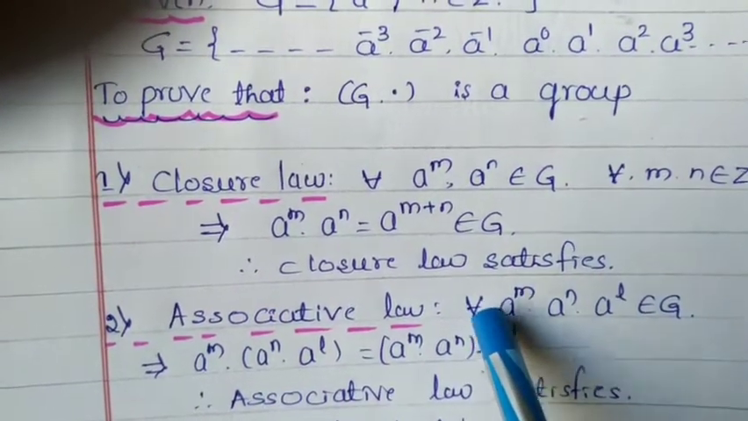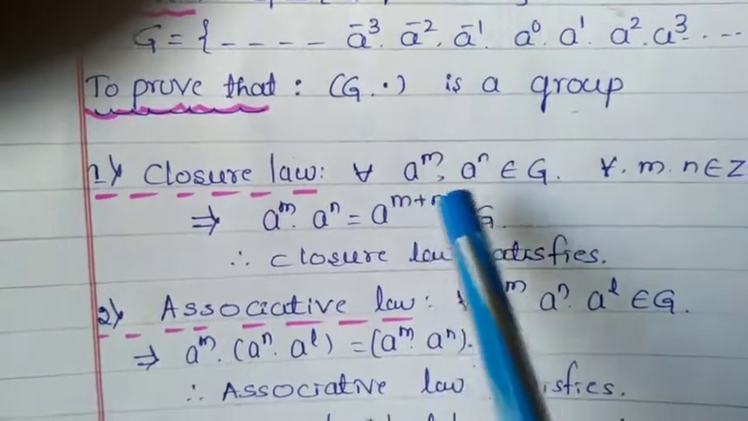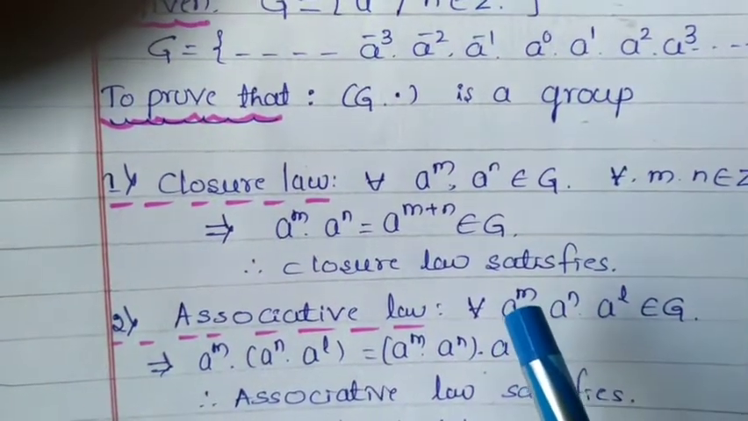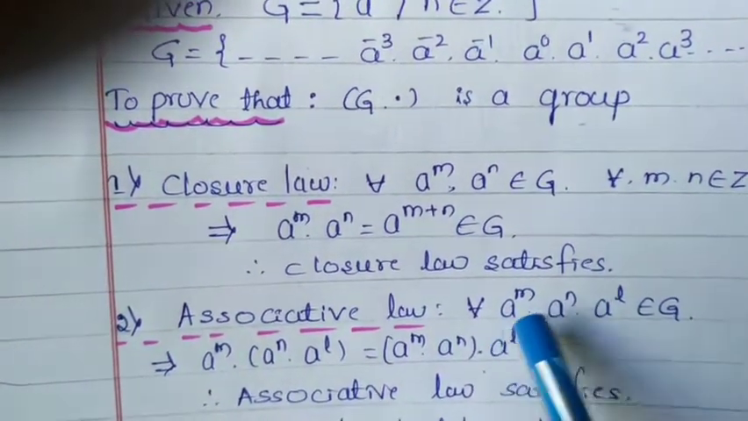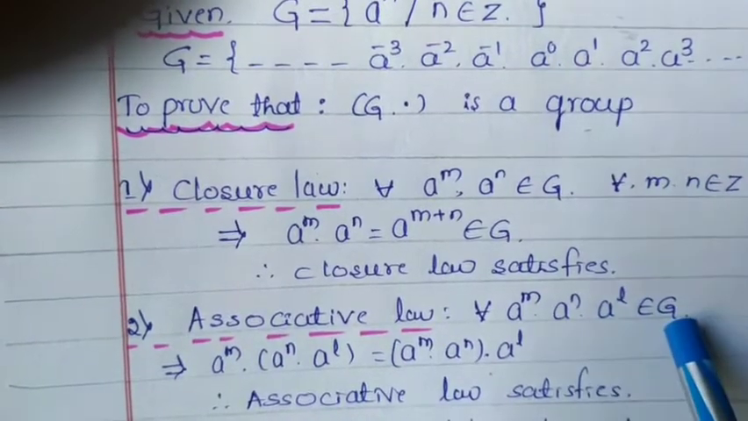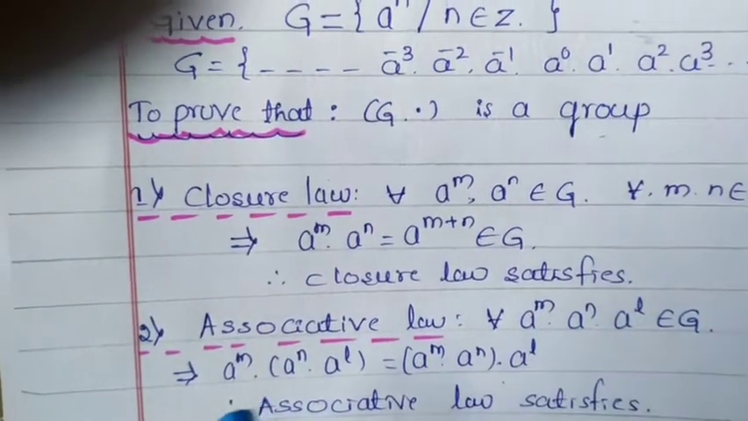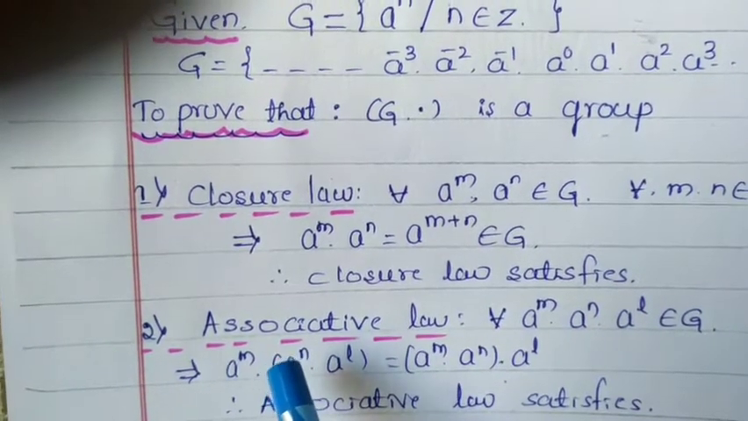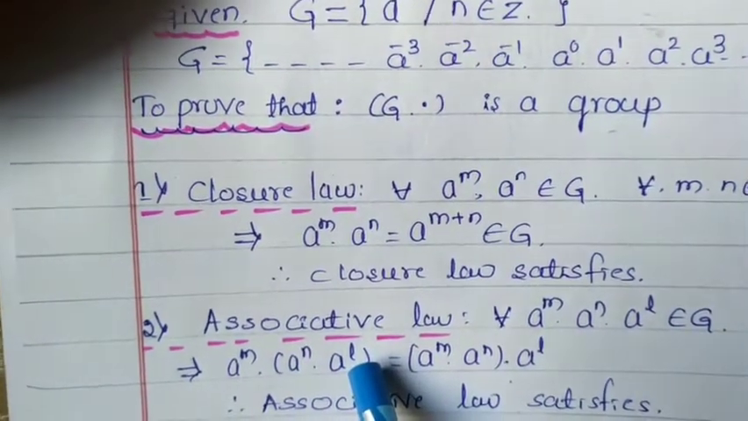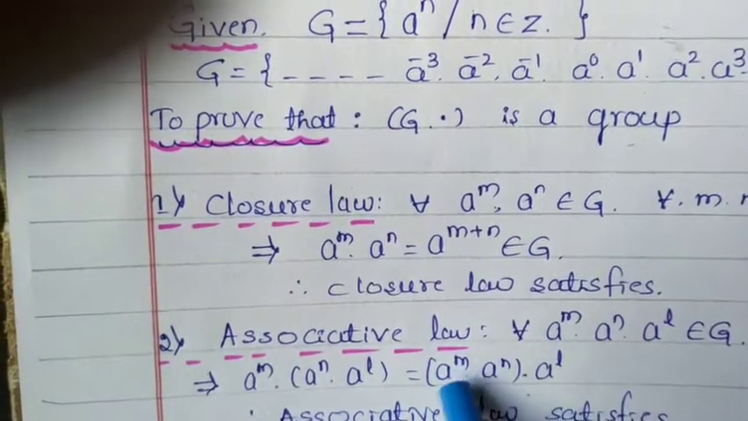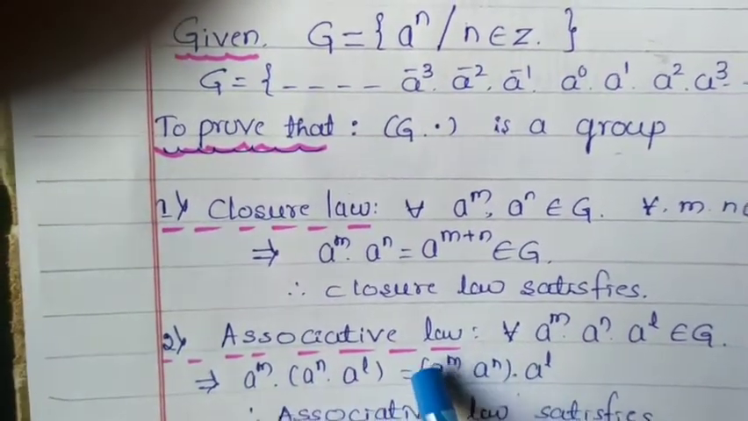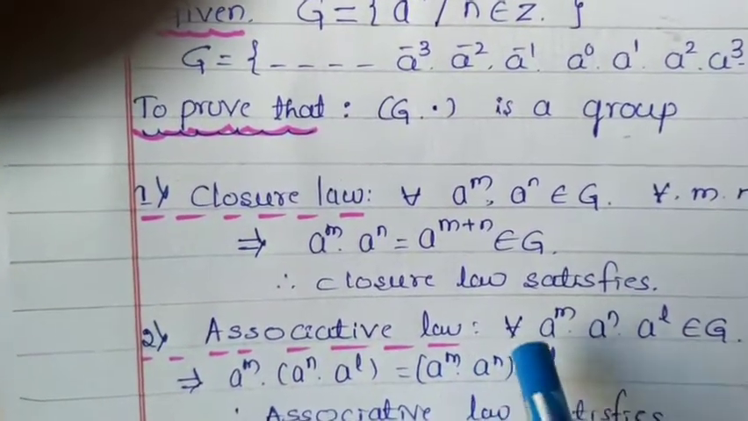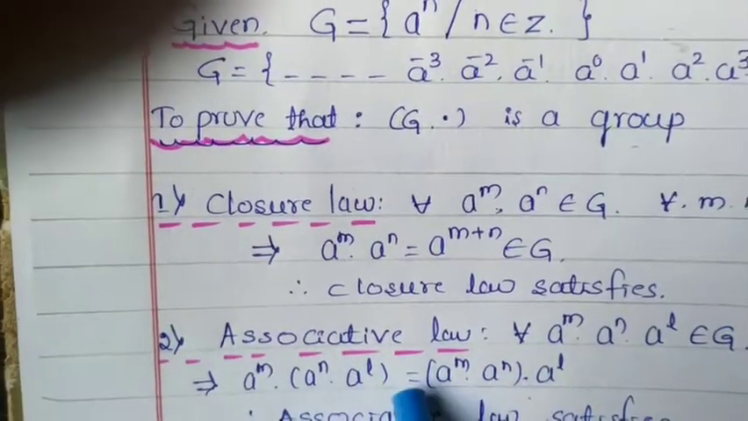The associative law needs three elements of the type a raised to n. So I will take the three elements as a raised to m, a raised to n, a raised to l belonging to G. Now write these three elements in the form of multiplication: a raised to m into the bracket a raised to n into a raised to l is equal to, changing the bracket on the left side, the bracket a raised to m into a raised to n, into a raised to l. We claim both are the same.